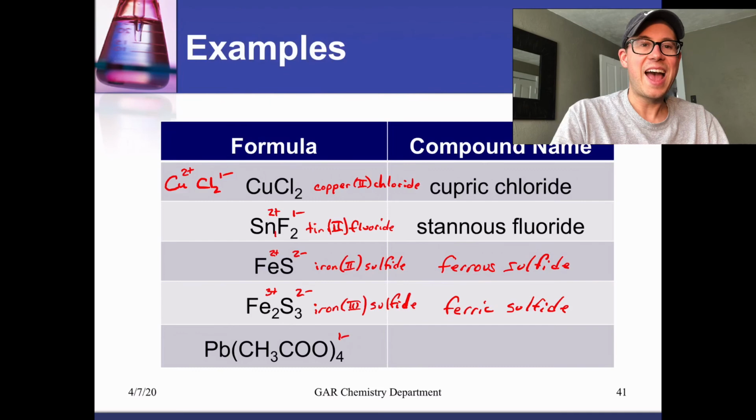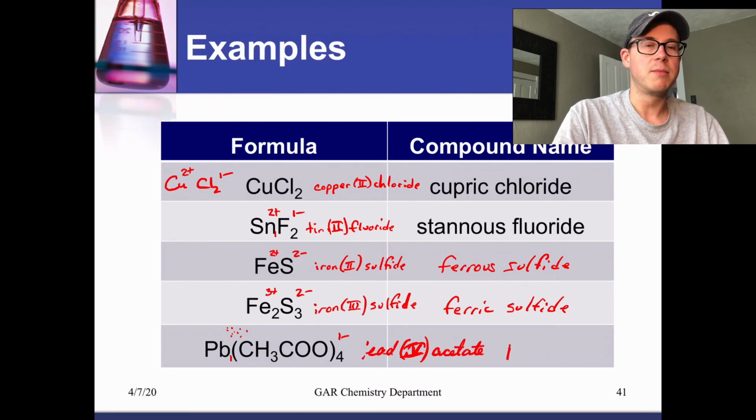In the last example, Pb(CH3COO)4, acetate has a -1 charge, and there's 4 of it. So that's 4 times -1 is a -4. The lead has to have a +4 to balance it out. Or if you look at it this way, the charge of acetate is -1. The subscript on lead is 1, so those match. Reverse cross the charges, take that 4 back up and make it the charge of lead, and you have lead 4 acetate, or in the classical system, plumbic acetate.